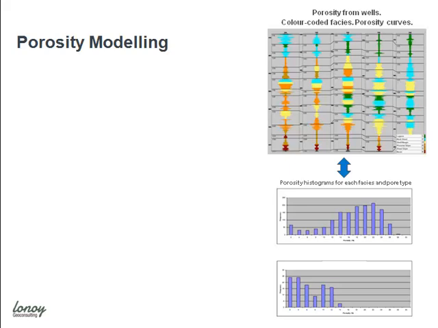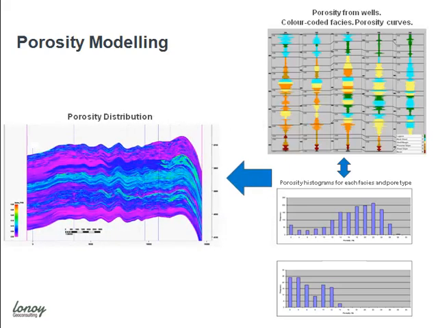By integrating porosity from wells with porosity histograms for each Facies and pore type, we can populate porosity across the field. The colors in the left diagram represent different porosities, and the colors in the upper right diagram represent different sedimentary phases, whereas the curves represent porosity.